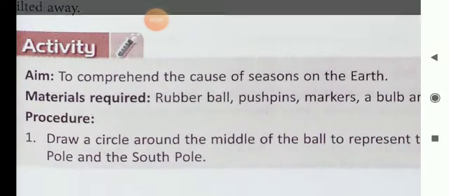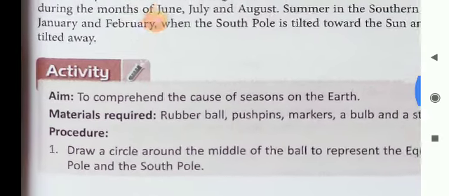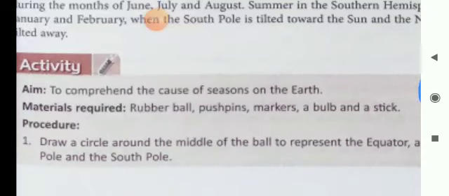One activity was left there, so just listen. The aim of the activity is to comprehend the cause of seasons on the earth, and the materials required here are a rubber ball, push pins, a marker, a bulb and a stick.